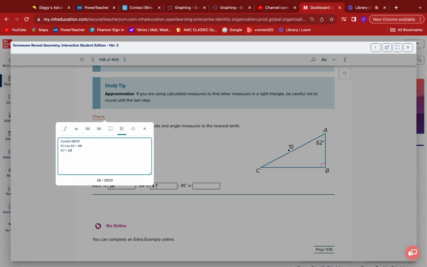Opposite over hypotenuse. So we're going to do sine 62, because that is our theta, opposite, which is CB, divided by our hypotenuse 10. The opposite of dividing by 10 is to multiply by 10. And that's going to give us CB. So grab your calculator, put 10 sine 62 in the parentheses, and round it to 8.8. That's going to be CB, 8.8.